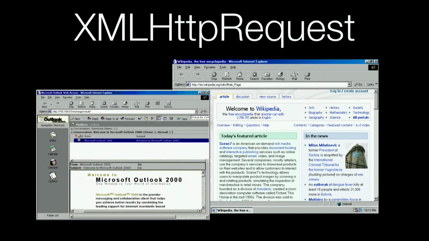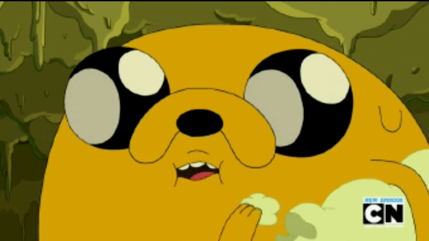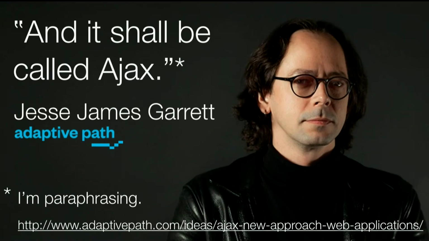Despite the name, data was not limited to XML. It really had nothing to do with XML. It was just a mechanism for asynchronous requests. You may have heard of it by a different name. In 2005, Jesse James Garrett of Adaptive Path wrote a blog post describing a new pattern of designing web applications using XHR, and he called it, what? Ajax. Anybody heard of Ajax?